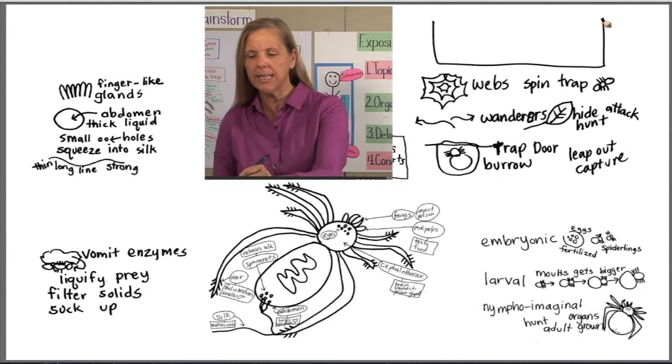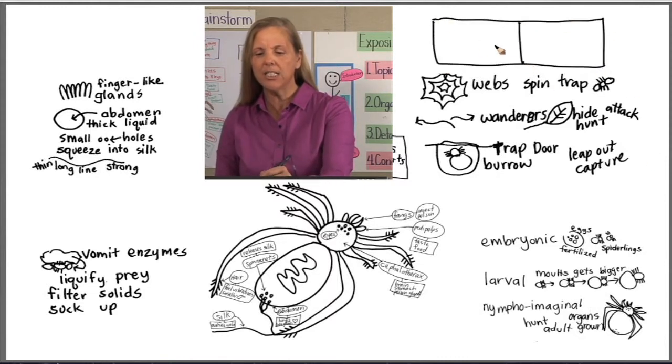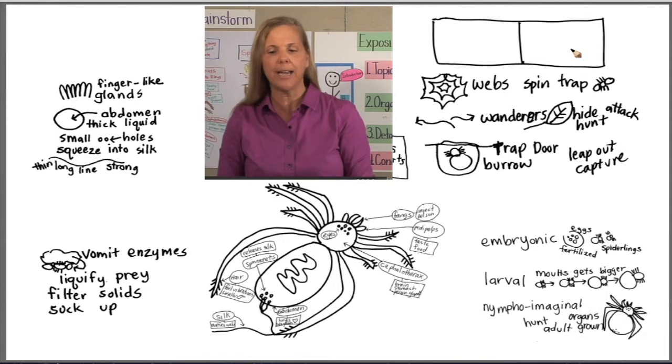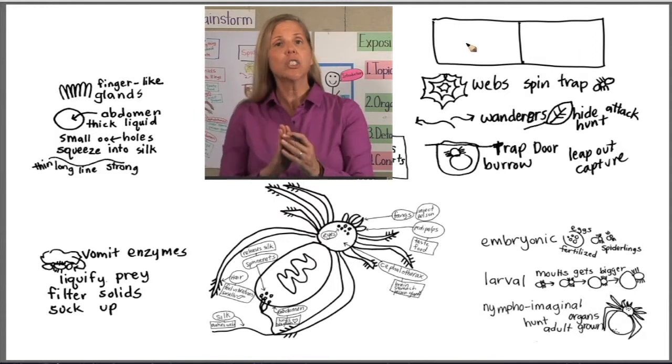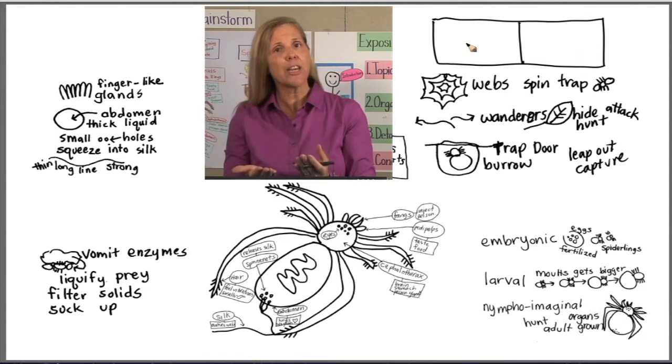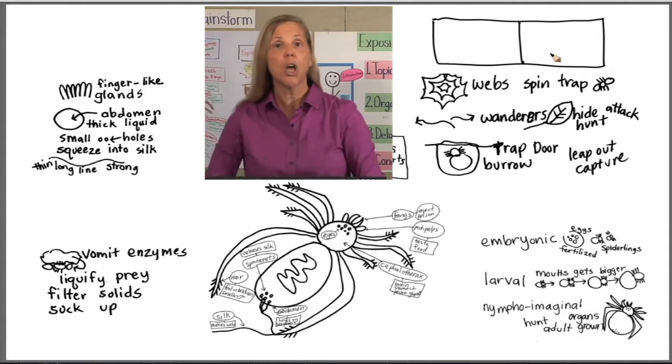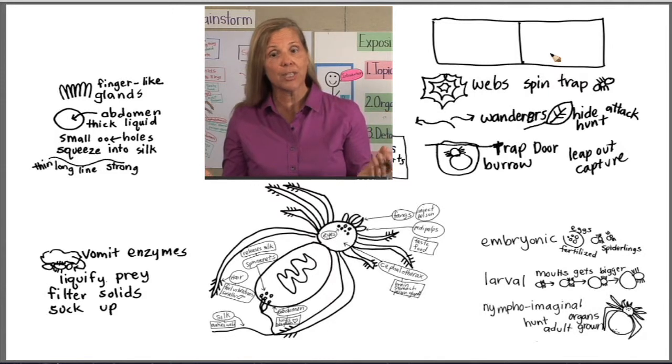Let's box this list of information. That means we have two boxes side by side. The first box is subject. Who or what is this information about? The second box is what's the big idea about the subject? What are we telling about the subject?